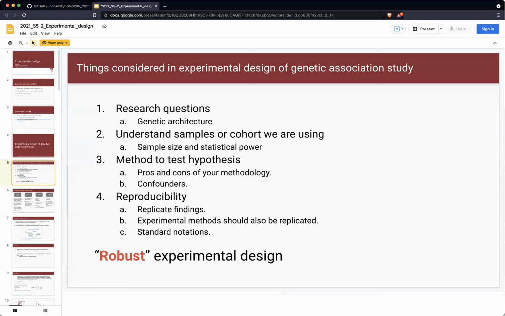And also think about the standard notation, because we have to discuss results from multiple different studies, and they have to come up with a unified format so you can easily compare between them. And when all of these things are considered in a certain experimental design, then we call it robust. So robust means that it has higher reproducibility and also high credibility for the research, so everyone can agree with this experiment.